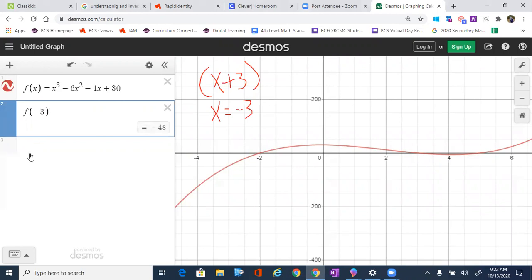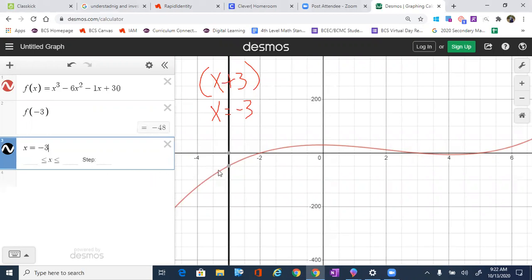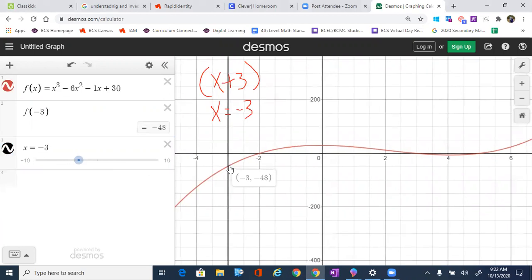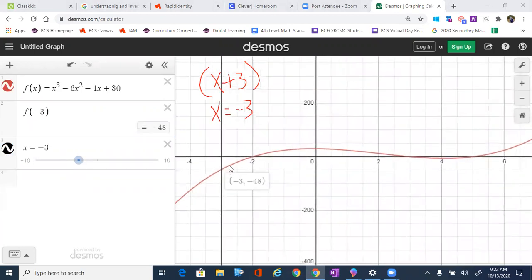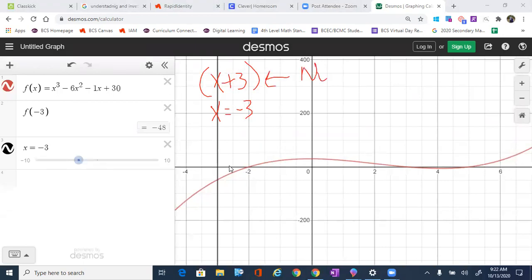If we're not quite sure still, I can type in x equals -3. And when I do that, you'll notice that when we look for that intersection, it gives us -48. Notice that it is not on the x-axis, and that is because x plus 3 is not a factor. And that is really important for us to remember as well. So x plus 3 is not a factor, and it does give us a remainder of -48 as long as k is -1.